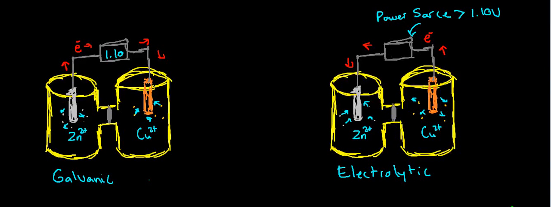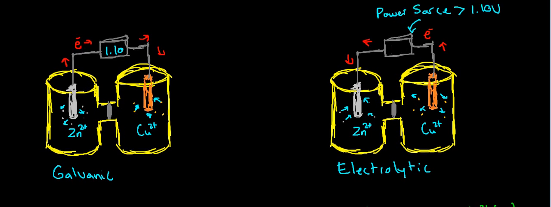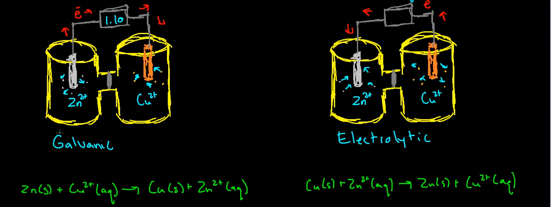An electrolytic cell is basically a galvanic cell with a negative electric potential. To use the example of copper and zinc, zinc reacts with copper ions to produce solid copper and zinc ions.